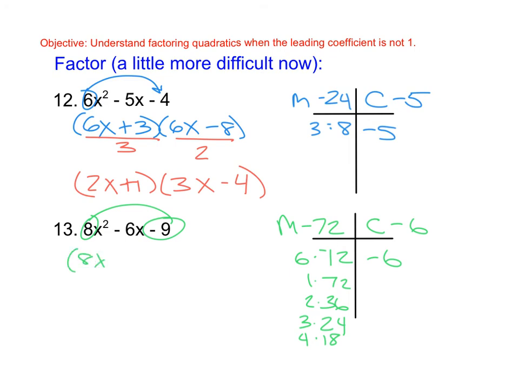So 8x plus 6, 8x minus 12. So the first one we're dividing by 2, and the second one we're dividing by 4. Remember, those 2 on the bottom should multiply to 8. So 4x plus 3 times 2x minus 3.